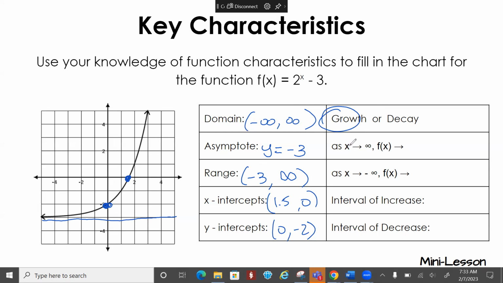So, all right, as x approaches positive infinity, so as we move to the right, what's happening to our y values? They're increasing, they're going to positive infinity. As we move to the left, what's happening to our y values? We're getting closer and closer to -3. Fantastic. Okay, is this increasing or is this decreasing? It's increasing the entire time, right? So we're going to say from negative infinity to positive infinity, it's increasing the entire time, and there's no decreasing.